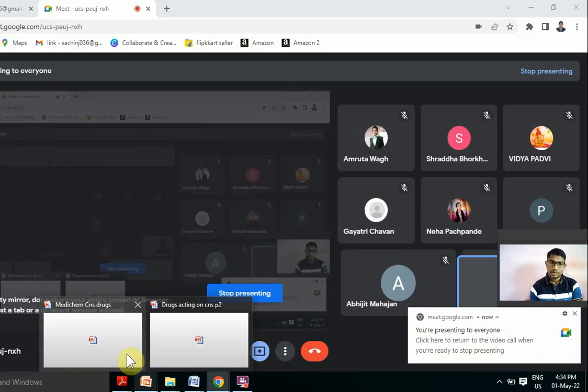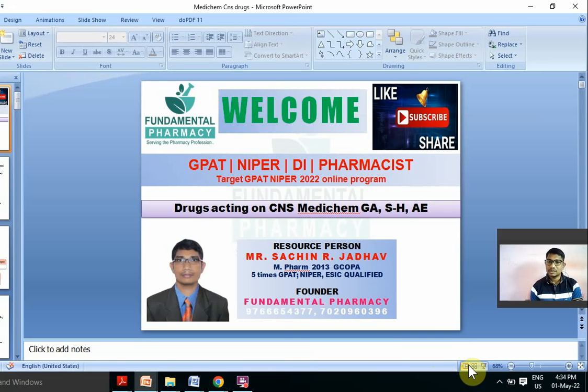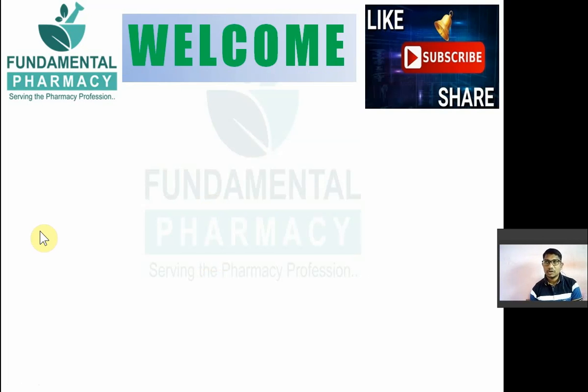In medicinal chemistry, there are only a few things that can be asked. In GPAT, they don't ask much from medicinal chemistry. At least, these are the important points that will be covered here. Chemical classification of drugs is important. Then the structure activity relationship, SAR, is important. Then the structure of the drug is important. So SAR, structure of drug, classification, and synthesis of only one drug, only the first member of the family.